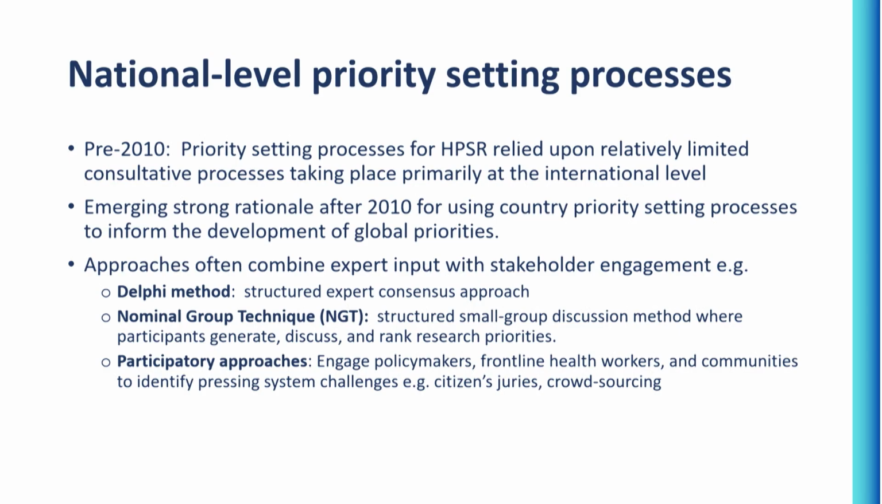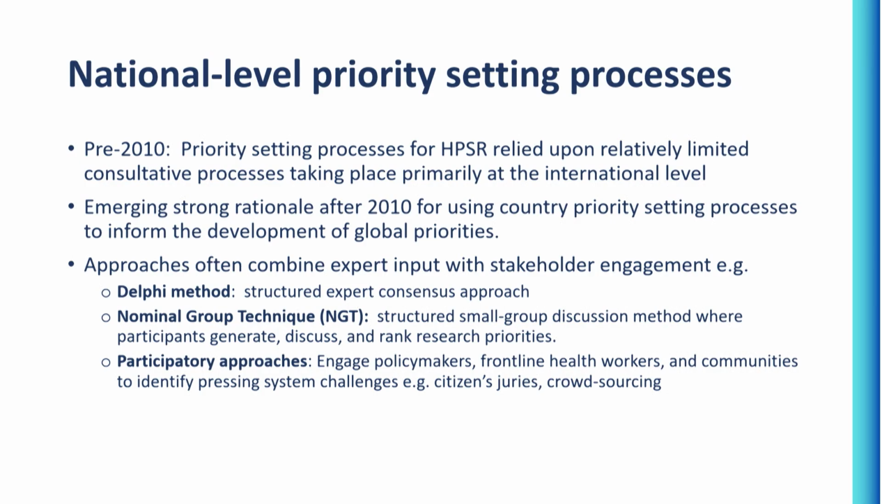Okay, let's move to national level priority setting processes. So before 2010, priority setting processes for HPSR relied on relatively limited consultative processes, which took place primarily at a global, at an international level. And after 2010, there really emerged a strong rationale to use country priority setting processes to inform global priorities. So it was seen the other way, that actually national level and even further down should be informing the global rather than the other way around, right?